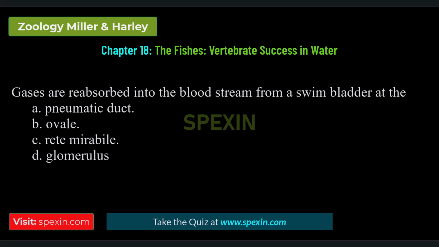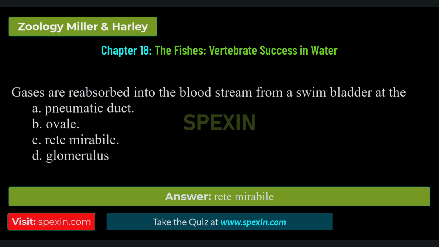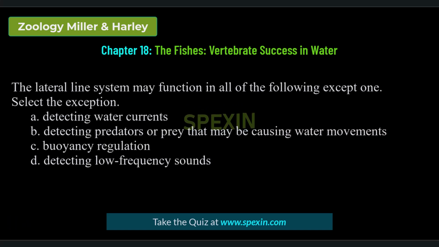Gases are reabsorbed into the bloodstream from a swim bladder at the pneumatic duct, ovale, rete mirabile, or glomerulus. Correct answer: ovale. The lateral line system may function in all of the following except one.